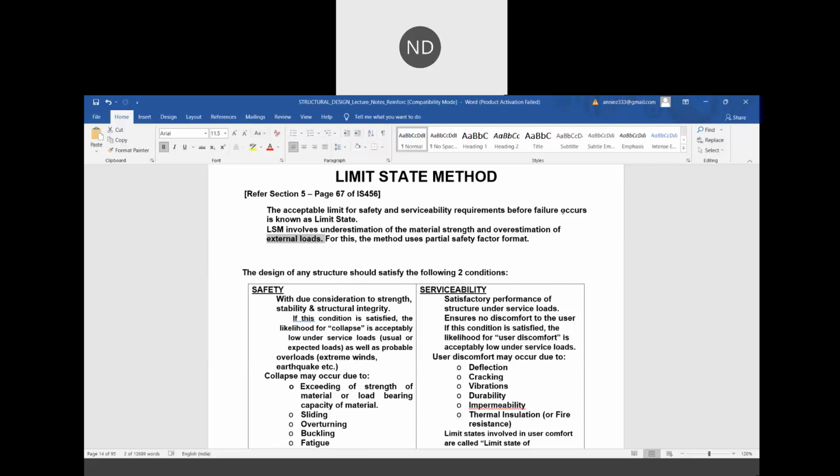In the limit state method we consider that maximum load, and we design, and we underestimate the material strength. That means we consider that the strength of our material is low, minimum, or less, it may not resist, depending on the material qualities. That means based on the material quality, the strength of your material is less. In the limit state method we will consider that the strength of the material is less, and in that way we are going to design.